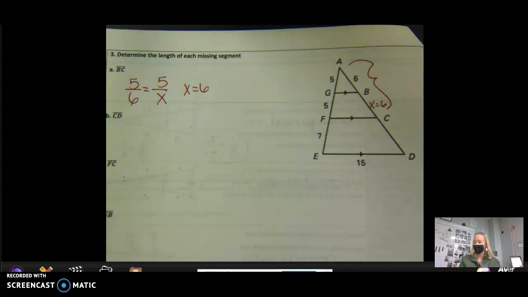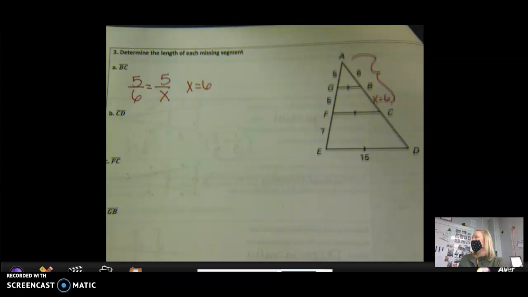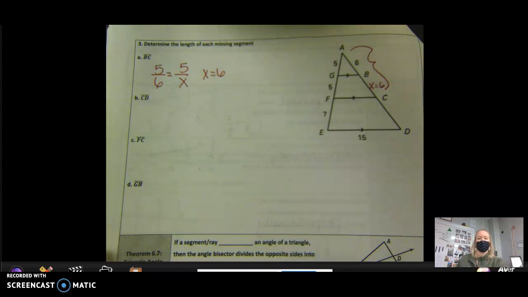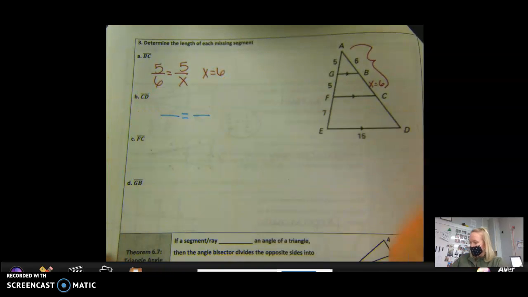Okay. Next one, C to D, this guy right here. So what could I set up? Someone new. What could I set up there? We're going to call C to D Y. What piece over what piece equals what piece over what piece? We're not talking about a base, so we could do the little pieces on the side.